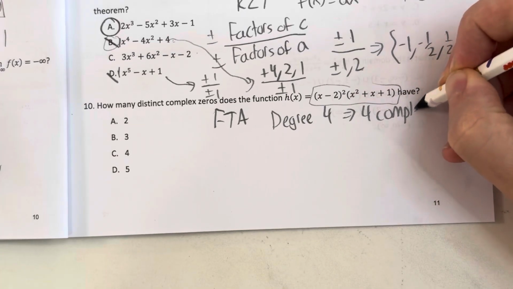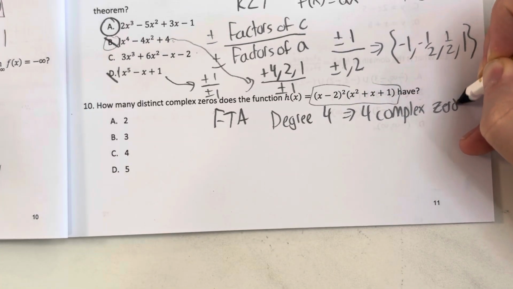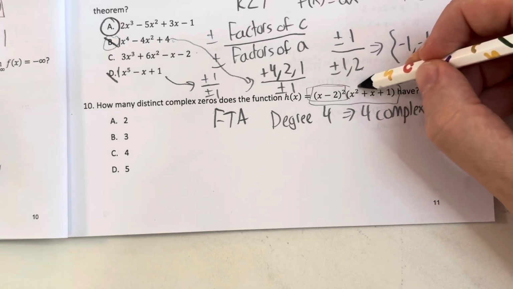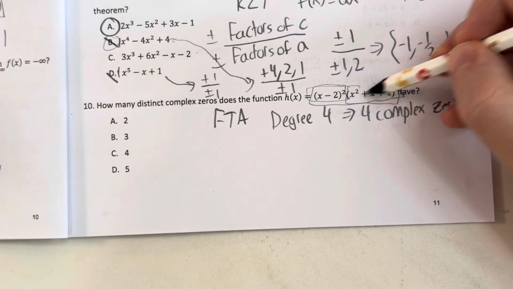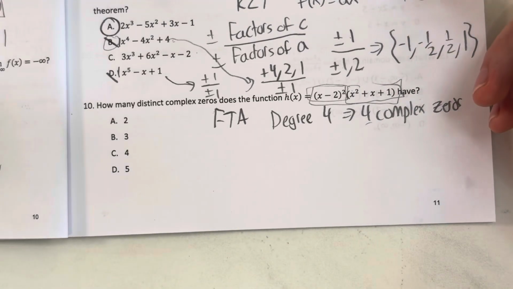Now, how do I know it's degree 4? Because it's a quadratic factor times another quadratic factor. This is going to be x squared, this is x squared. When you multiply it out, it's going to be x to the 4th.